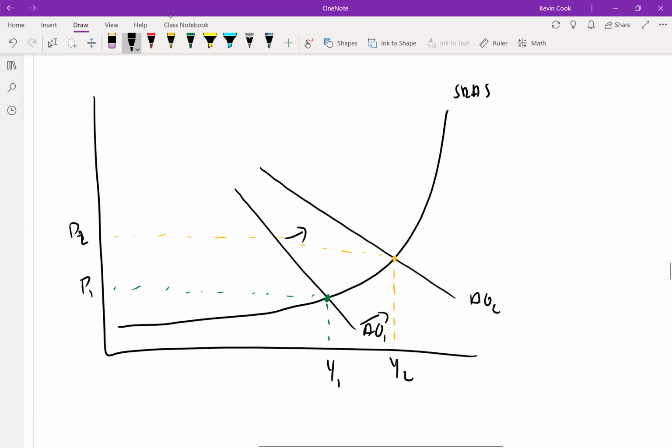And similarly, if times are not so great and we're deciding not to spend, we may be down here at AD3, which I'll label in red. And at AD3, we'll see we have a relatively low output and a lower price level.